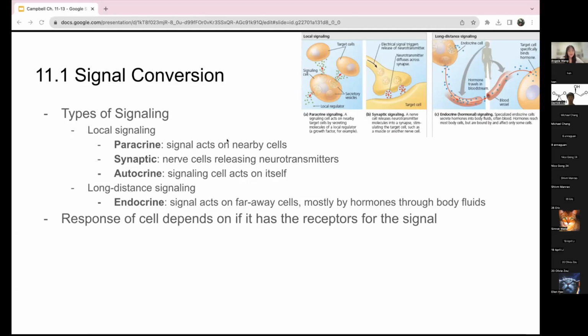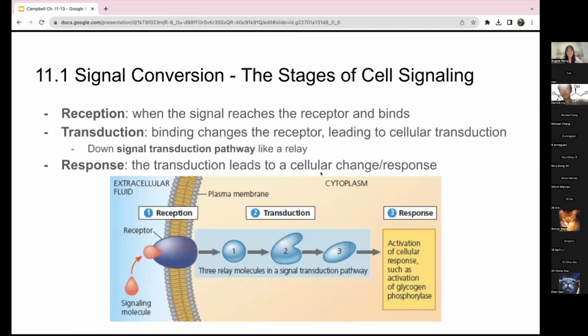The response of the cell all depends on whether it has the receptors for the signal. These receptor sites are very specific, so if the correct signaling molecule isn't detected, there's not going to be an accurate cell response.